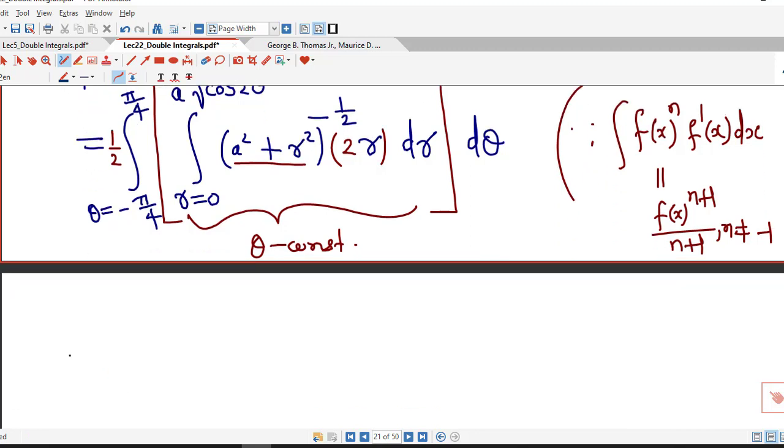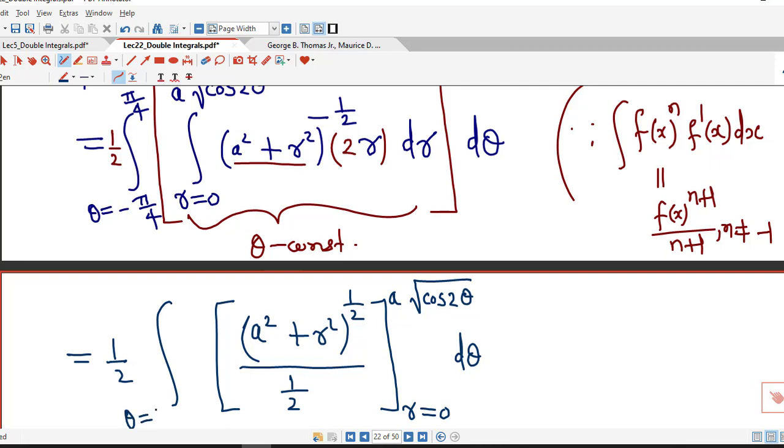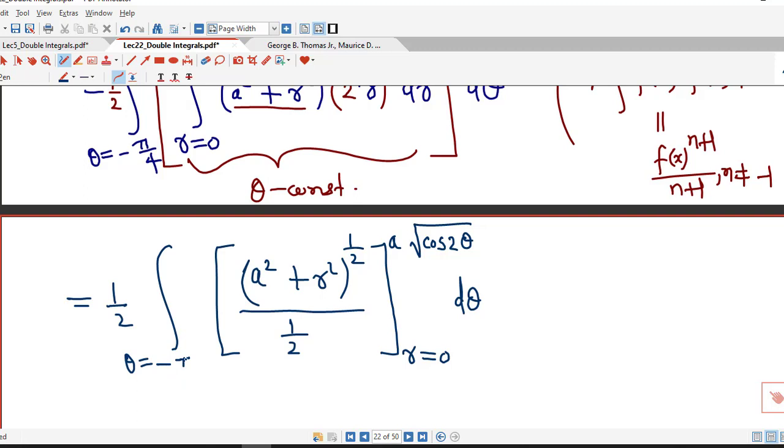So in the next step we will have (a square plus r square) raised to minus 1 by 2 plus 1, that is 1 by 2, divided by 1 by 2. Don't forget to write down the limits. R equals 0 to a times square root of cos 2 theta. Then the integral is from theta equal to minus pi by 4 to pi by 4. And here we are applying this formula.